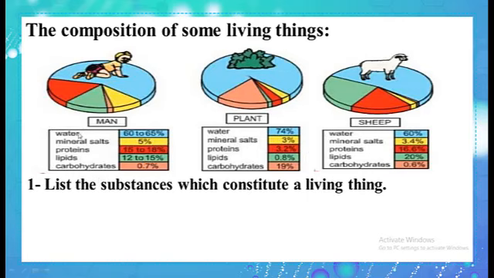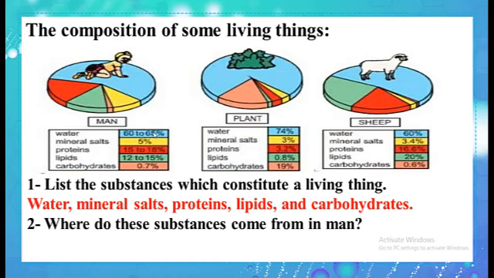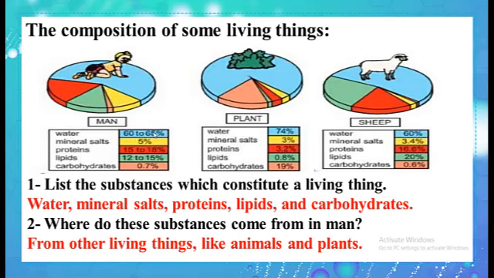in man, the water is between 60 to 65%, while in the plant 74%, while in the sheep 60%, and the other substances are the same but with different percentages. So all living things are constituted of water, mineral salts, proteins, lipids, and carbohydrates, but with different percentages. Number 2 now, where do these substances come from in man? So these substances come from other living things like animals and plants that are consumed by man.